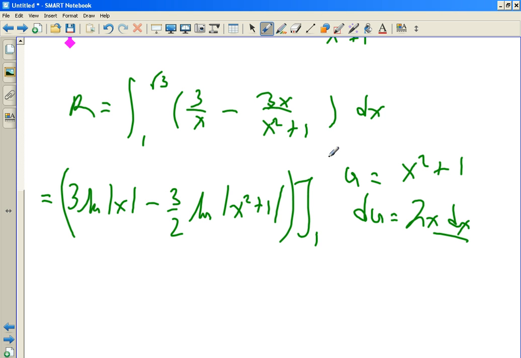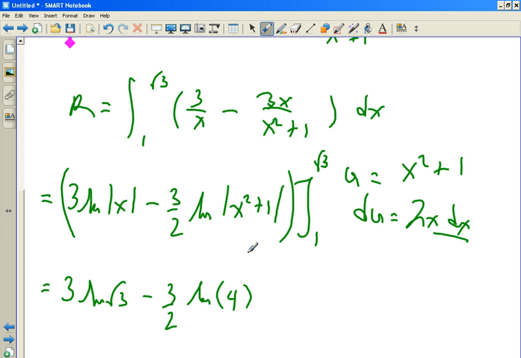Okay, so here's 1 and here's rad 3. So let's plug in stuff. So plug in rad 3. Well, now we get 3 ln rad 3. Okay. Minus 3 halves ln of, well, rad 3 squared? 3 plus 1? Yeah, 4, right. And the absolute value of 4 is just plain old 4. You don't really need the absolute value, do you? All right, so that's when you plug in rad 3.